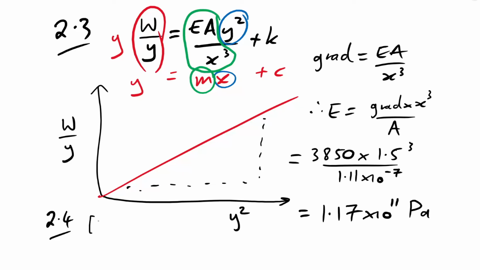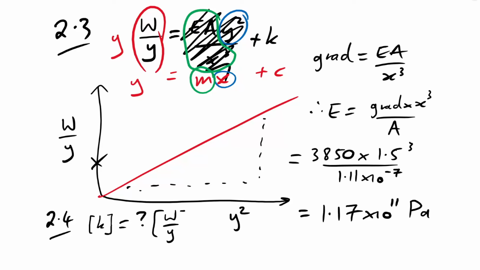2.4, determine the dimensional units for K. That's how we say that, the dimensions of K. Well, it is a value on the y-axis, so it's going to be true when all of this is 0. So it's just going to have the same units as what's over here for our y value. So it's going to be the same as the units of weight divided by distance, and so that's just going to be newtons, and then distance of course is just per meters.